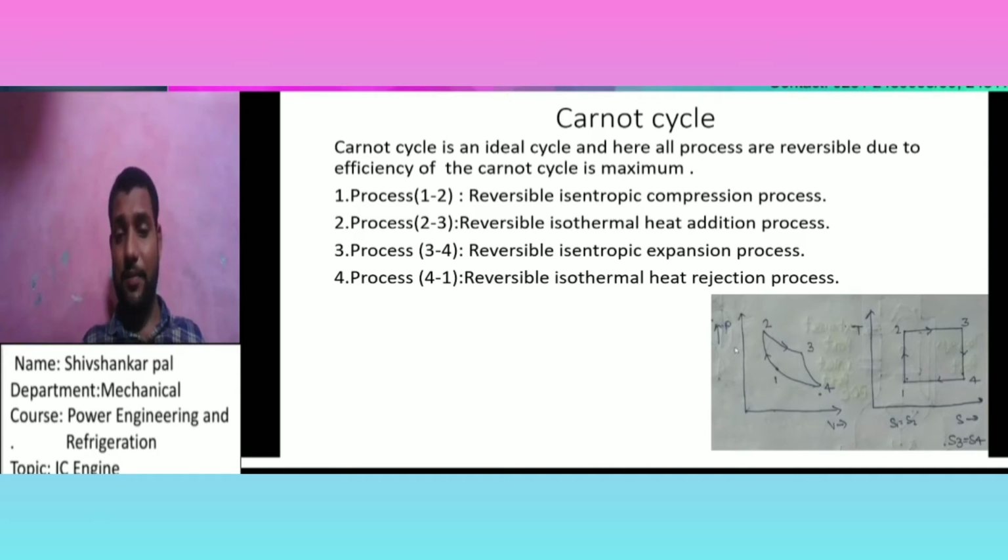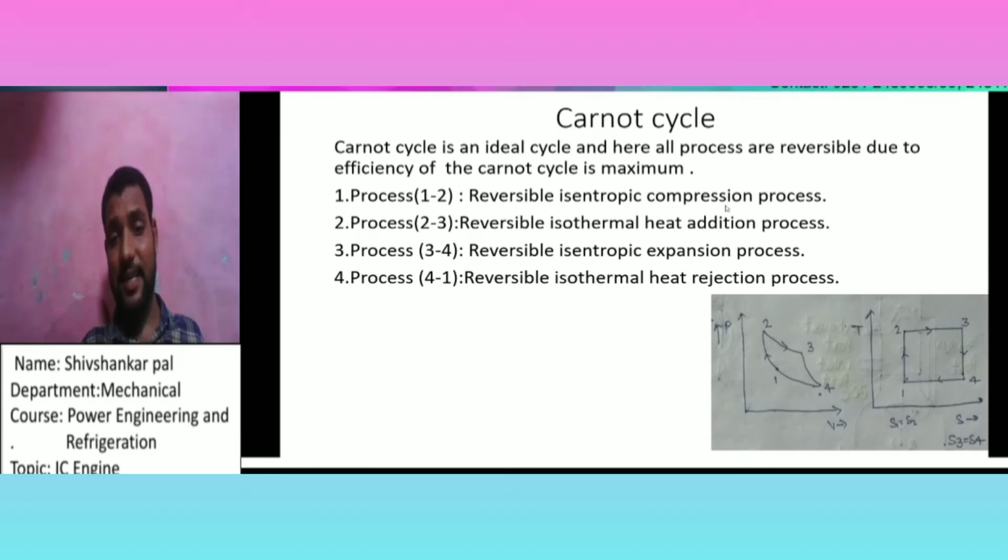You can see the PV and TS diagrams. The curve is a curve, not a straight line. The 1 to 2 process is a reversible isentropic process, that is the compression process. And 2 to 3 is reversible isothermal heat addition, meaning the temperature is constant during this process. You can see that in the PV diagram.